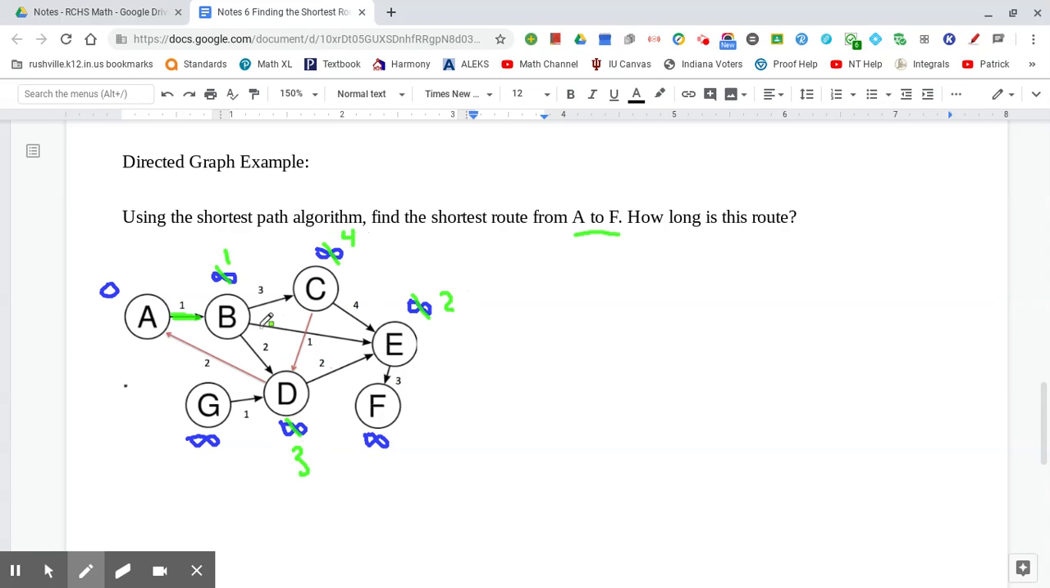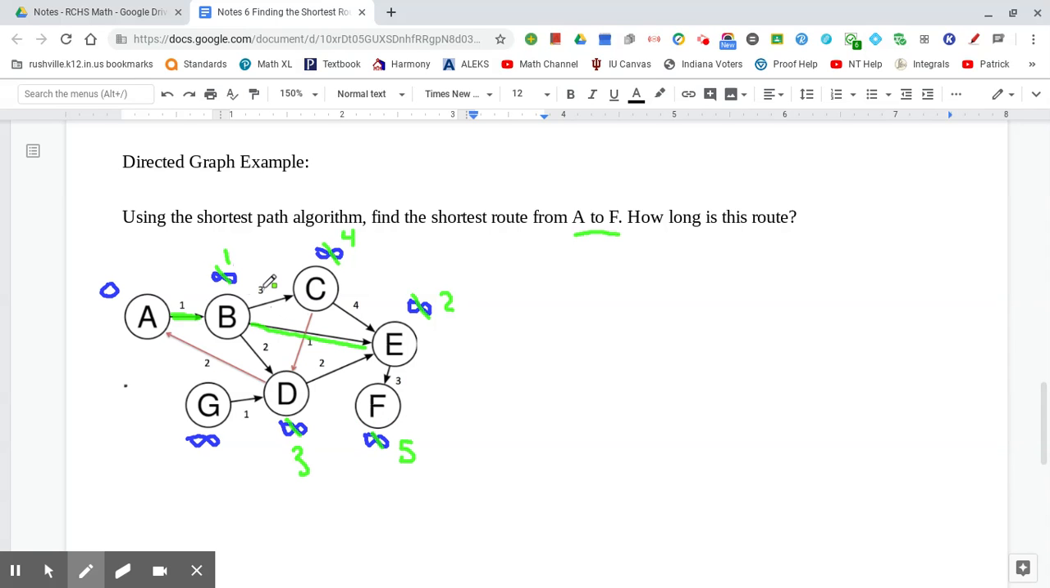2 is the smallest, so now I'm going to darken the edge from B to E. All right, so E can go to F. 2 plus 3, that's going to give us the 5. Now technically you think you're going to be done here because A to F, I just crossed out F. However, go through and make sure that there's not another route that's shorter. Sorry if you heard my dog.